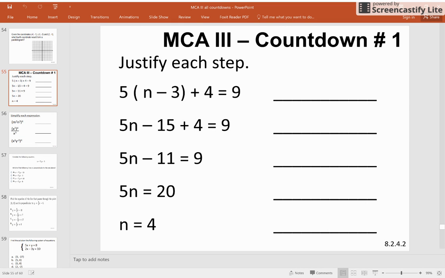We did 5 times n and 5 times -3 to get 5n minus 15. That was using the distributive property. Okay, now from here, we combine -15 and 4 to get to -11. So you might see this on the MCAs talking about the associative property. That's where in a group of 3 things, you can combine whatever group that you want. But in this case, all 3 things weren't like terms. So all we're doing right here is just combining like terms.